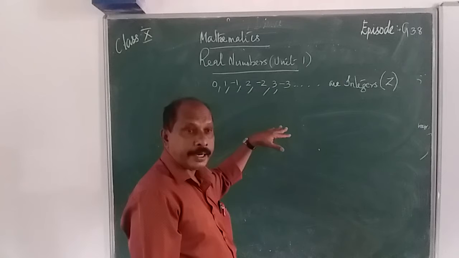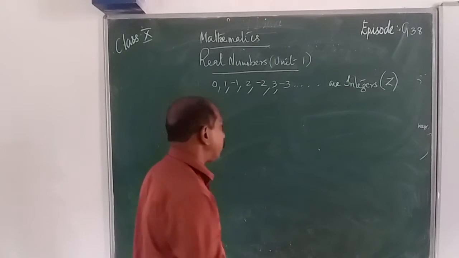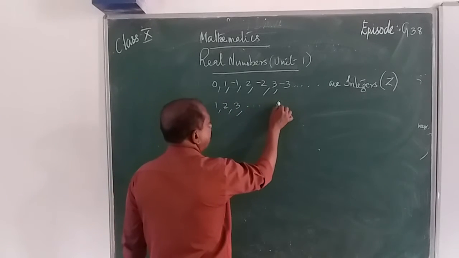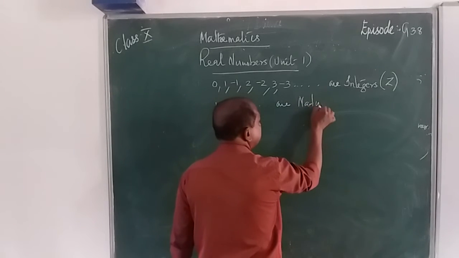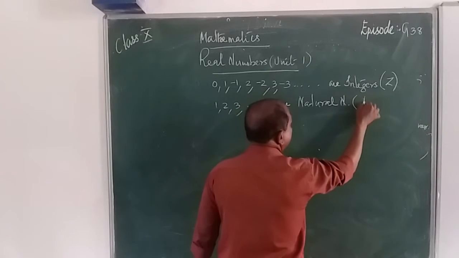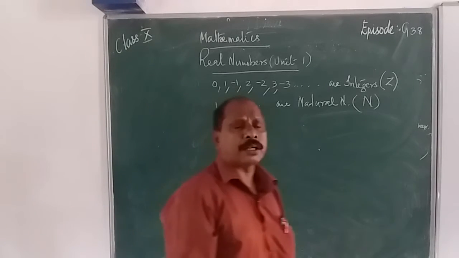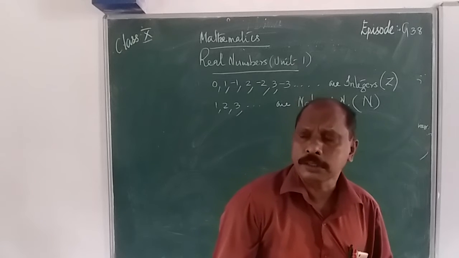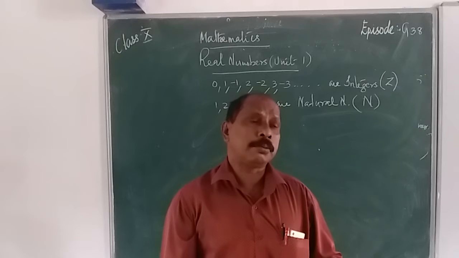In these integers, 1, 2, 3 are the positive integers. Therefore, they are known as 1, 2, 3, etc. are natural numbers, denoted as capital N. Capital N is the set of natural numbers. We can count the numbers with elements 1, 2, 3. Therefore, it is a counting number or a natural number. Any natural number is a counting number.